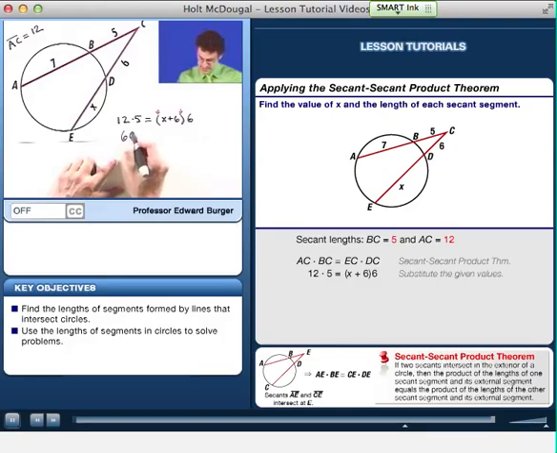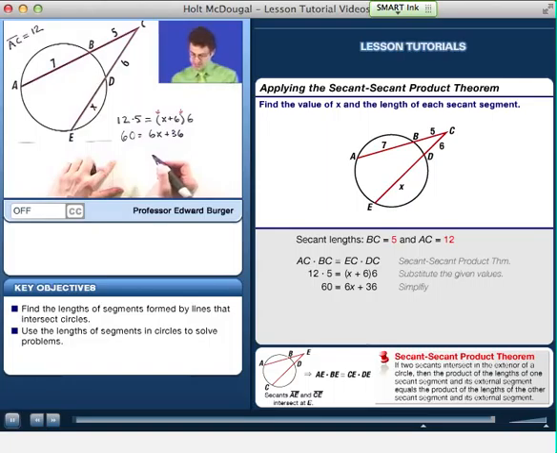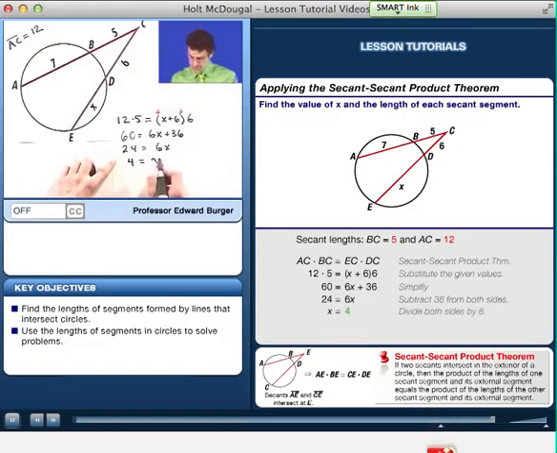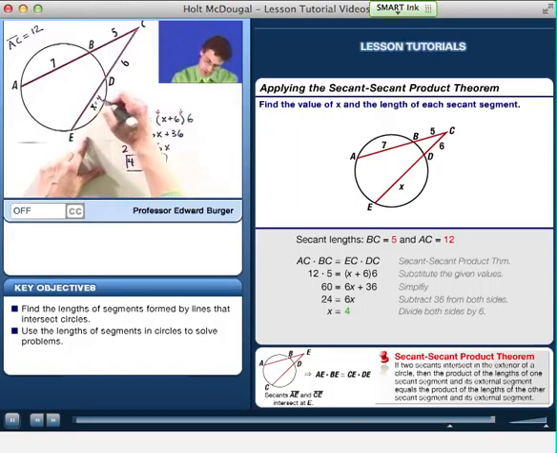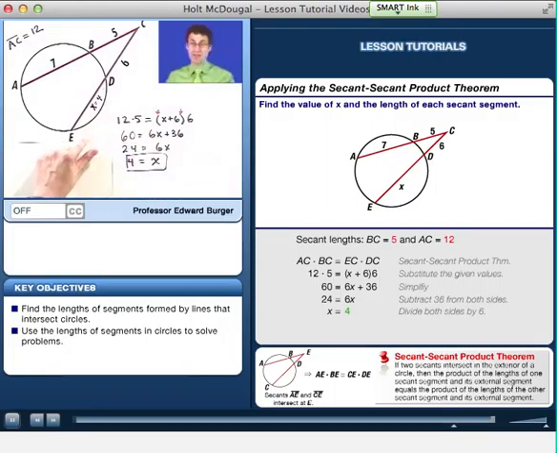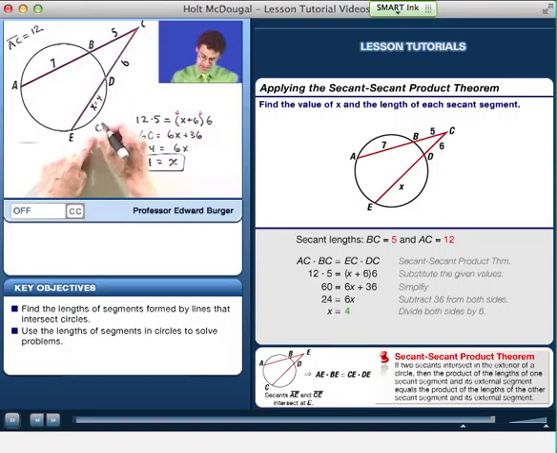We have 60 equals, and if I distribute that 6, I see 6x plus 36. If I bring the 36 over by subtracting 36 from both sides, I see 24 equals 6x. If I divide both sides by 6, I see that 4 equals x, and so I see the answer x equals 4. So this little piece right here is 4. That's the answer to the first question. And the second question is, what's the entire length? Well, the entire length of CE would equal, of course, 10.